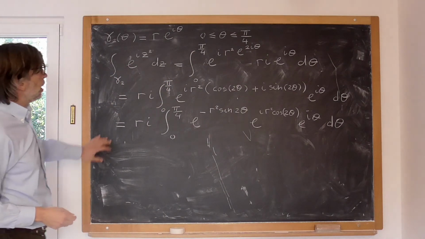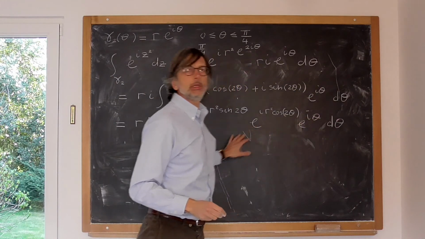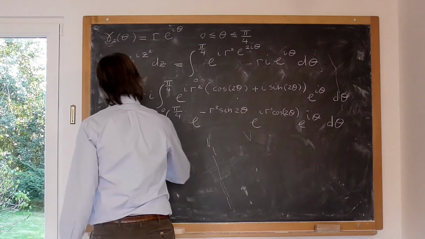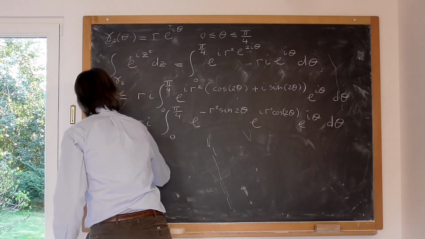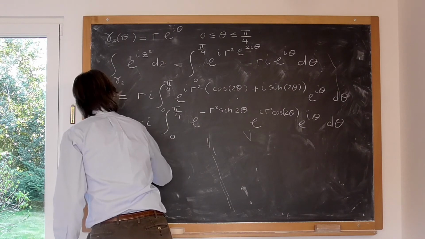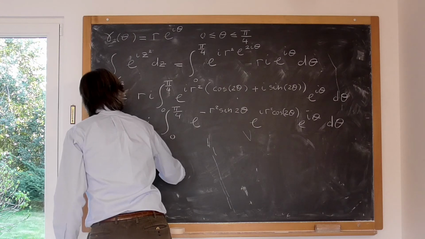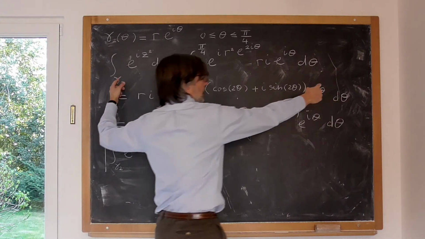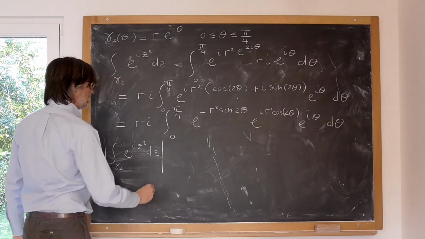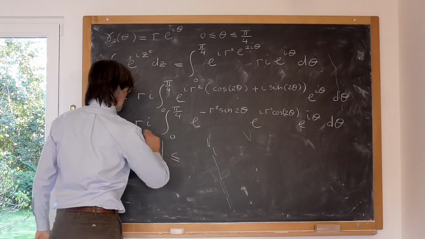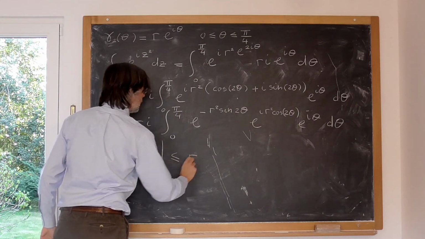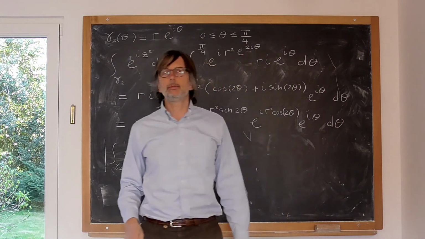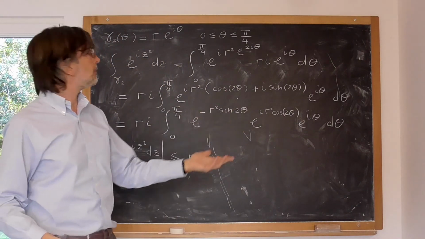Okay. We would like to show that this quantity goes to 0. And here we can just bound the integral of gamma 2, e to the i z squared dz. The absolute value here is less or equal than, we can write, the absolute value of r is r, and we can bound the absolute value of an integral by the integral of the absolute value.